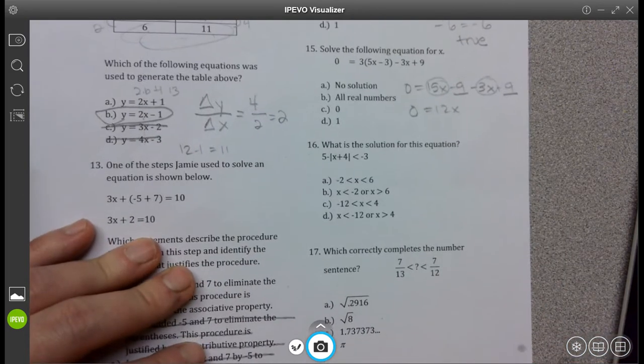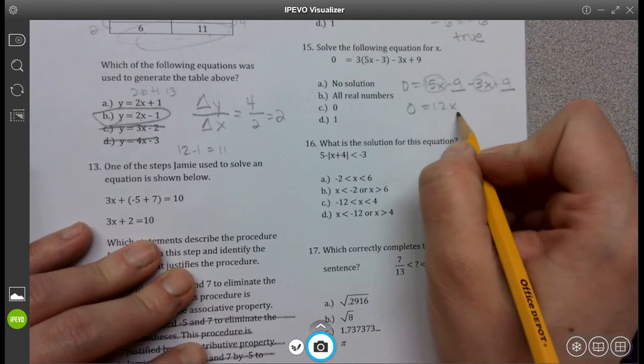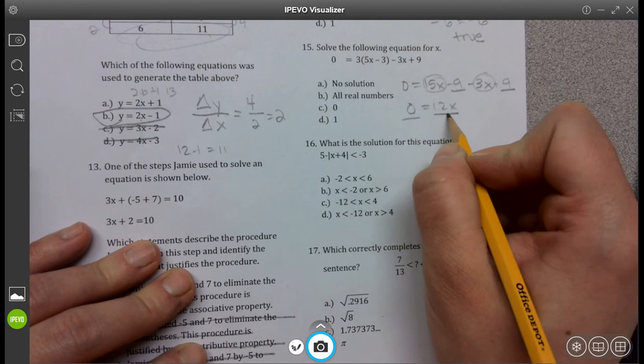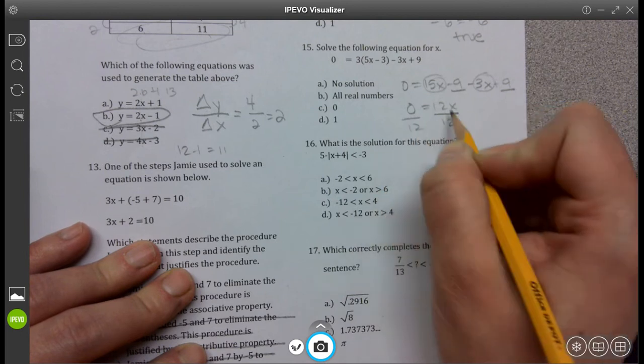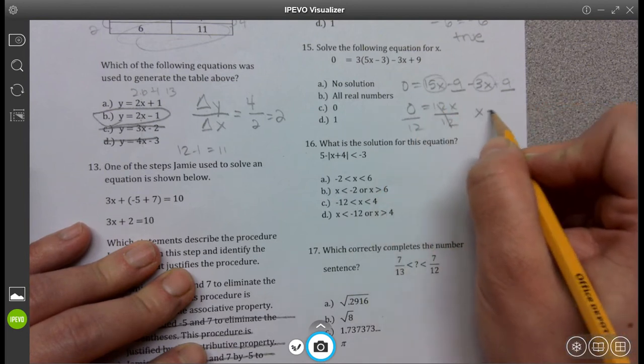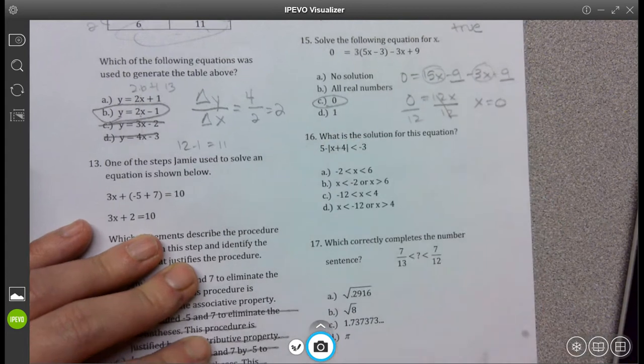Students usually freeze up at this point and just say no solution. But are you doing what you're supposed to be doing? Do you have x by itself? No, you need to divide both sides. 0 divided by 12 is 0. If you're not sure, check your work.